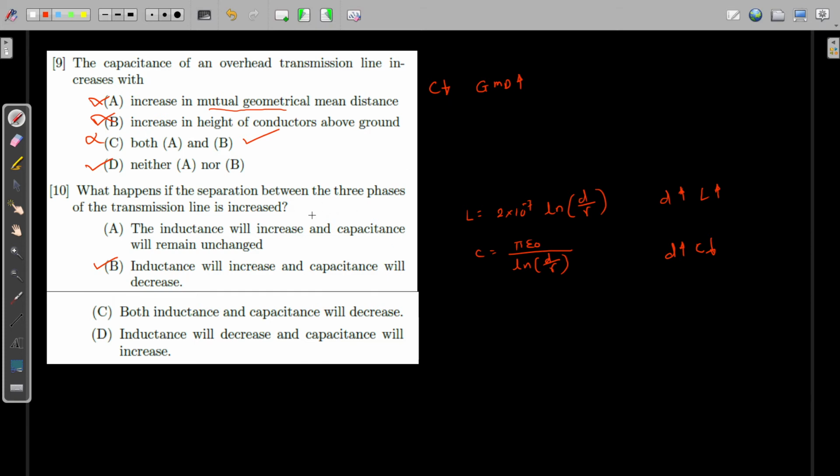What will happen if the separation between the three-phase transmission line conductors is increased? The inductance increases, then the capacitance value decreases. If we increase the separation, the inductance value increases, because it is 2.2 into 10 raised to minus 7 natural log of d by r. If d increases, L increases. If d increases, C value goes on decreasing.